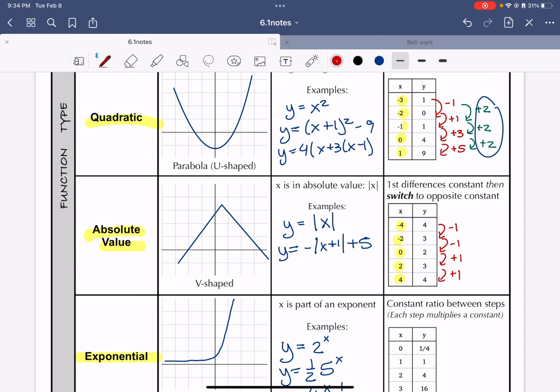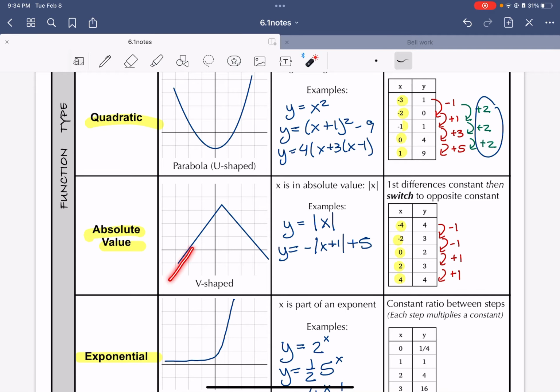All right, so what it says for absolute value is that our first differences are going to be constant, but then they're going to switch to the opposite constant. So if you look at them, the number is the same the whole way through. They're all 1, but it switches from -1 to +1 at some point.